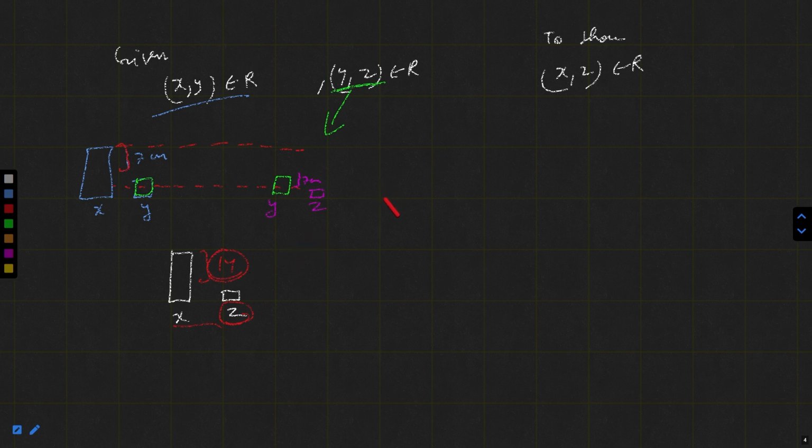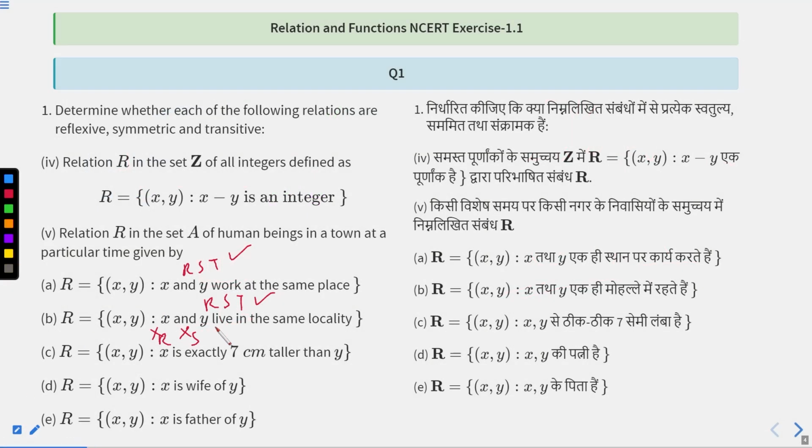So we can easily see that if we want to show that (x, z) belongs to R, this means x is exactly 7 centimeters taller than z, but that is not the case. Here x is exactly 14 centimeters taller. So (x, z) does not belong to R. From this I can say that it is not transitive. I hope this is clear to you.